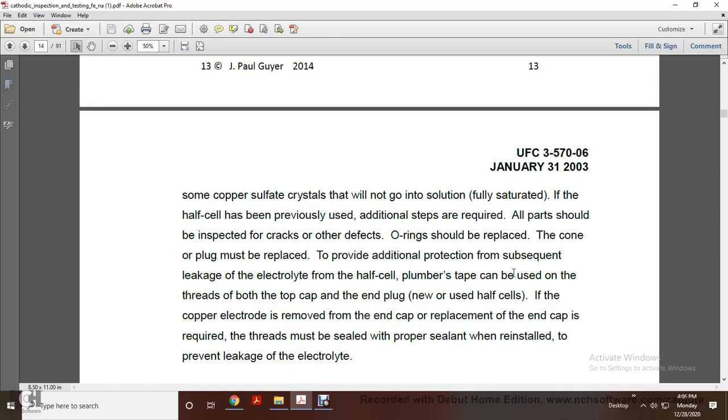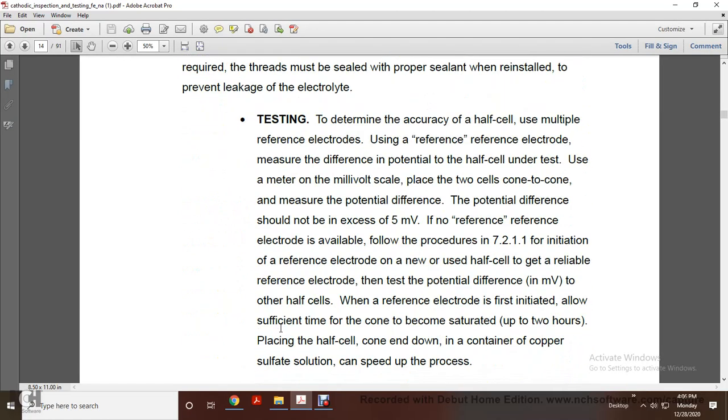Electrolyte half cell with the plumber shape that can be used on the threads of both the top and the end cap, new or used half cells. If the copper electrode is removed from the end cap, replacement of the end cap is required. The threads must be sealed with the proper sealant when reinstalled to prevent leakage of electrolyte.